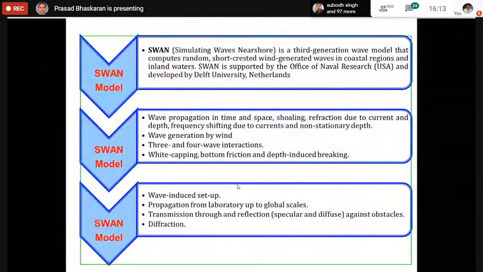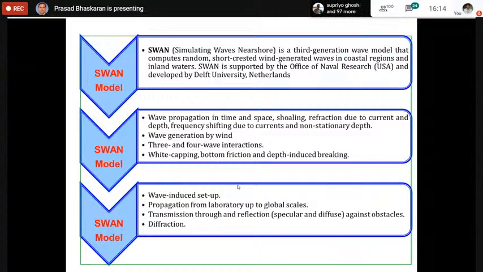Now you have another type of wave model which was developed by the civil engineering department of Delft University, Netherlands. It is called the SWAN model. It stands for Simulating WAves Nearshore. It is a state-of-the-art wave model. Today, this model is widely used by the scientific community. Even coastal engineers use this model because the model is proven to be very good.